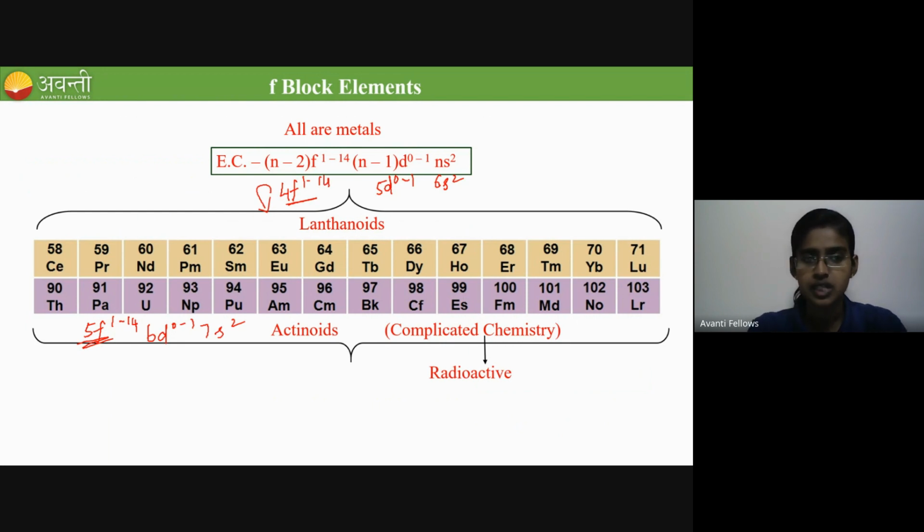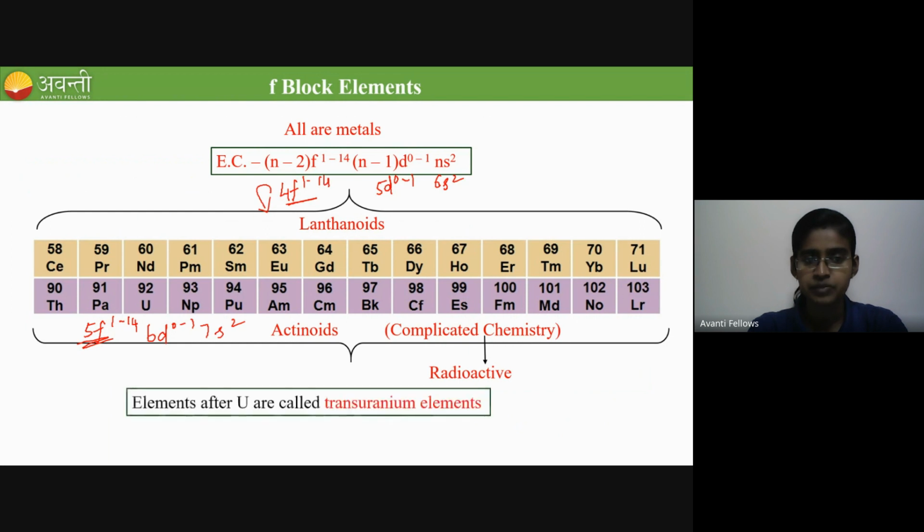And if you see the elements of actinoids, elements after uranium are called trans-uranium elements. So where is the uranium? So here we have thorium, and this is protactinium, and here is the uranium. And after uranium, we have neptunium, plutonium, etc. So from neptunium till lawrencium, those elements are called trans-uranium elements.